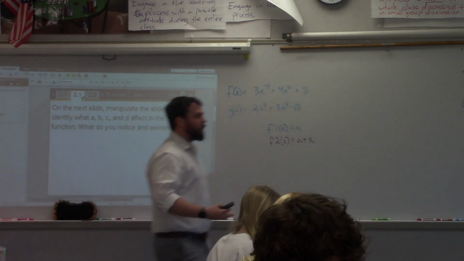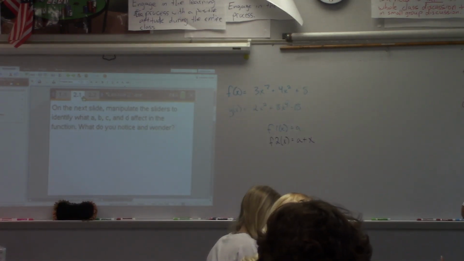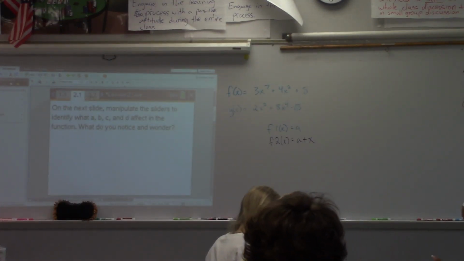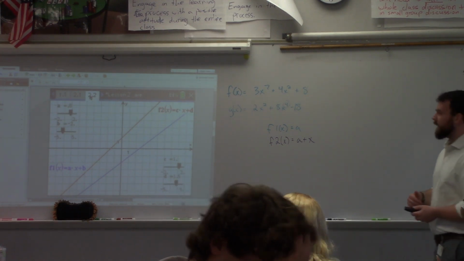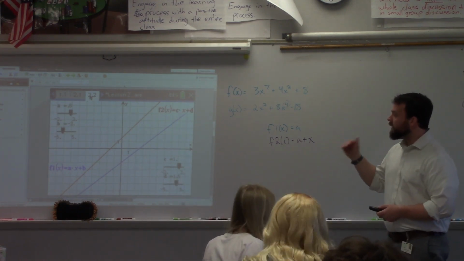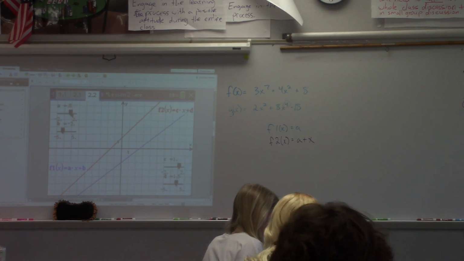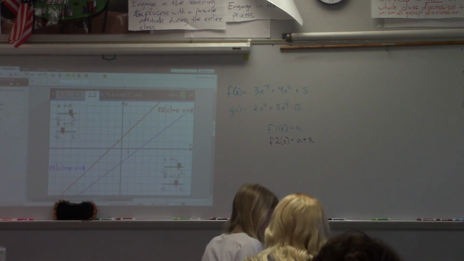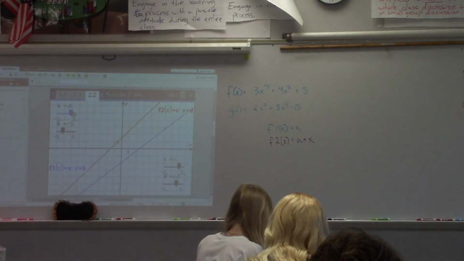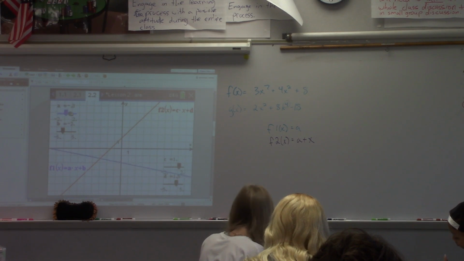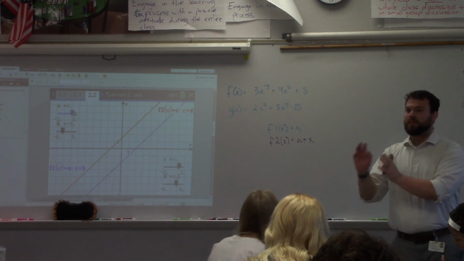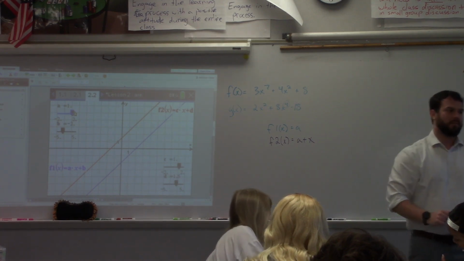Go to page 2.2. Notice on the next slide, you're going to manipulate the sliders to identify what A, B, C, and D affect. Now, with this, please remember you need to move the cursor to hover over that arrow. You hold down the center pad until the hand closes, and then you can manipulate the sliders back and forth. So all we're doing right now, before we actually get into the meat of the lesson, is figuring out what do A, B, C, and D do.